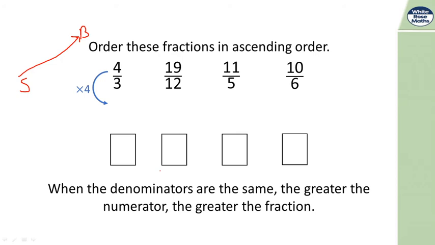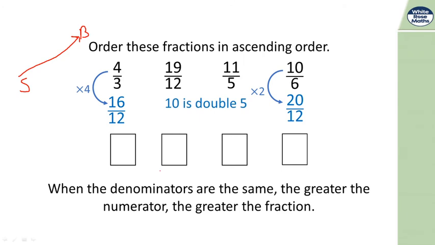So if we do 4 times 4, we get it into 12, so 16 twelfths. Remember, whatever you do to the top, you do to the bottom. 10 times 2, 20 over 12, because whatever you do to the top, you do to the bottom. You times 6 by 2 to get 12. Now how are we going to do this one? 10 is double 5. So 10 fifths is worth 2.